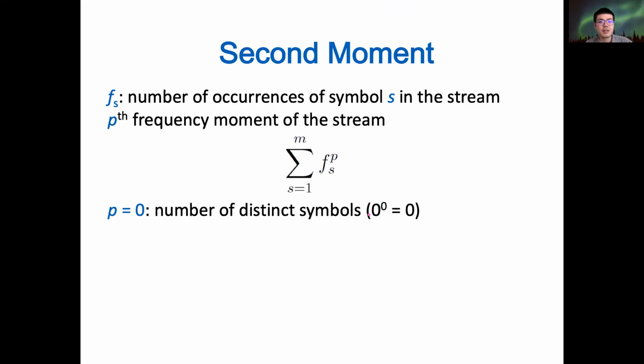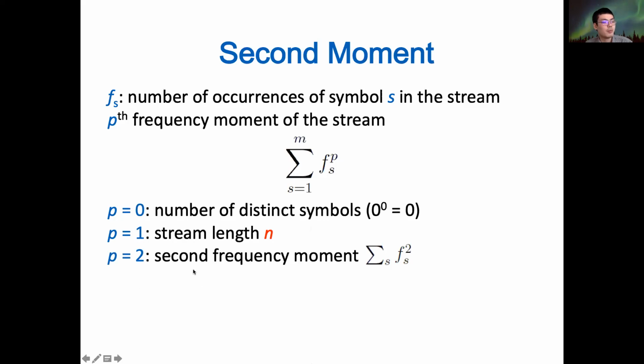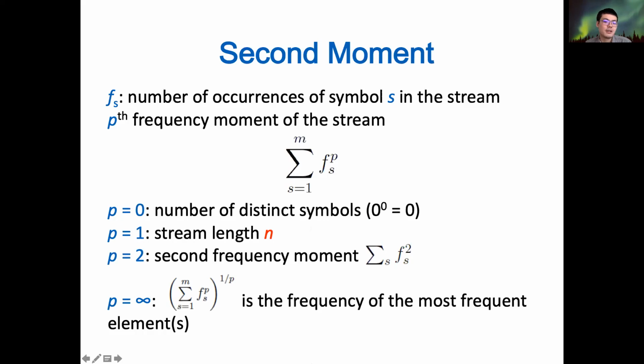Let's take a look at some special cases, and then we will give an example. The first case is p equal to 0. P equal to 0 is called the number of distinct symbols, and we will see why using an example. P equal to 1 is exactly n, how many elements you have in the string. And p equal to 2 is what we want to do, the second moment. And p equal to infinity is actually the most frequent element, like the mode.